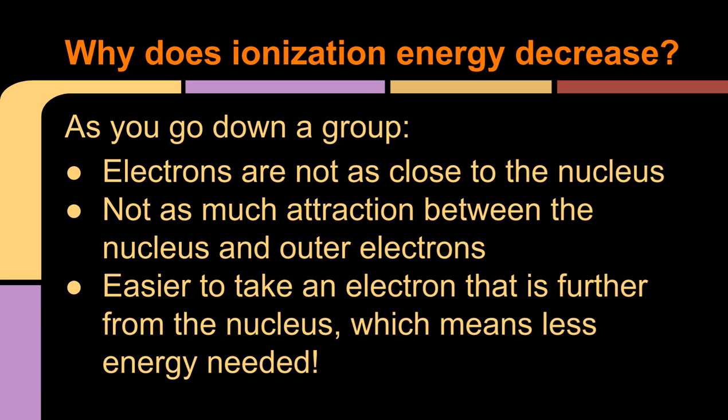Now when you go down the periodic table, the ionization energy is going to decrease, which means it's going to be easier. So why is this? Well, remember that as you go down, the size of the atom increases, so those electrons are not as close to the nucleus, and there's not much attraction between the nucleus and those outer electrons. So therefore, you can easily take that electron away because it's not being held to that nucleus that much. So then, because it's easier to take away, it takes less energy. So those are the two trends for ionization energy.